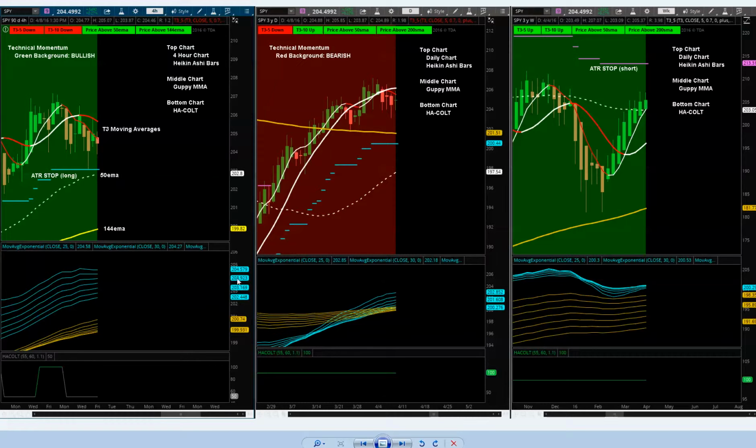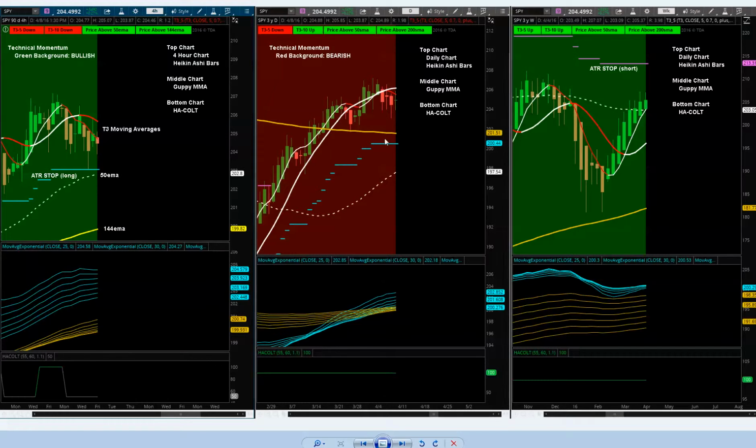In the second row, the middle chart, chart number 2, we have the Guppy multiple moving averages, and then in chart number 3 all the way at the bottom we have the Heiken Ashi Colt study representing trend as well.